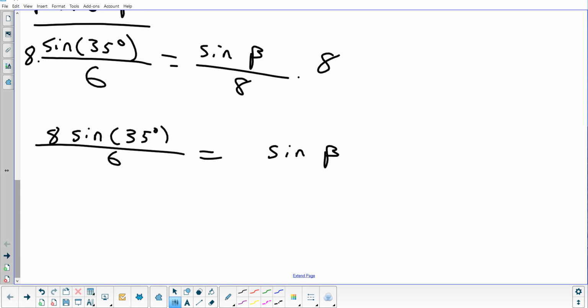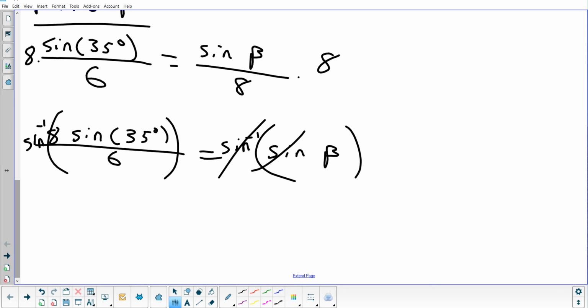But I want just my angle. So how am I going to get rid of sine? Right? We're going to use inverse sine. Remember, we're not doing any kind of multiplication. We're just going to take that entire number and plug it into the inverse sine function on the calculator. Hit enter. See what we get. Alright, so let's type that in and see what happens.